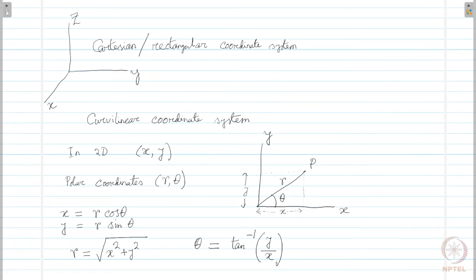Now, this is the simplest possible curvilinear coordinate system, and this is in 2 dimensions, but mostly we will deal with 3 dimensional systems. So, we need to go for curvilinear coordinate systems and we need to introduce it in a general fashion. So, we need to first understand how to find out unit vectors in a curvilinear coordinate system.